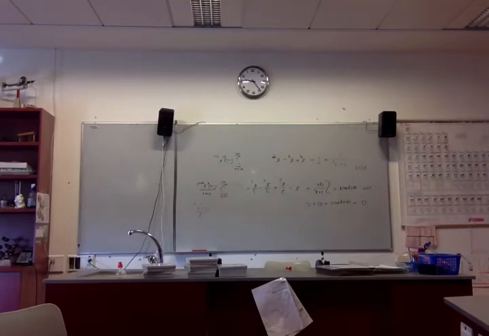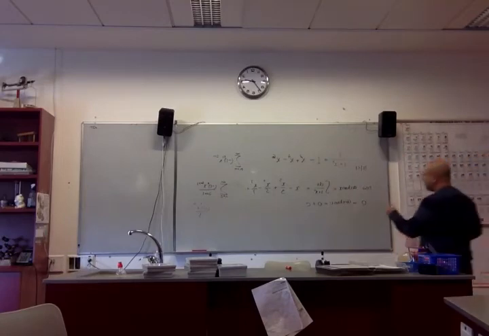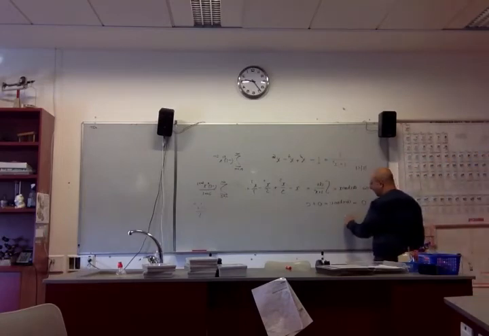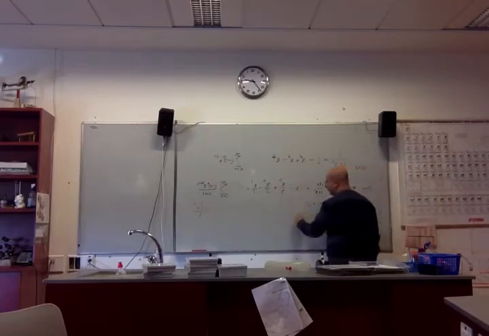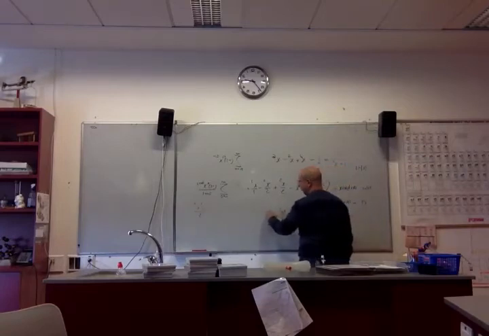Can anybody tell me what is arctan of 2x? You plug in 2x. It's going to be 2x minus 8x cubed over 3 plus 32x to the 5th over 5 minus 128x to the 7th over 7 and so on. You plug in 2x.